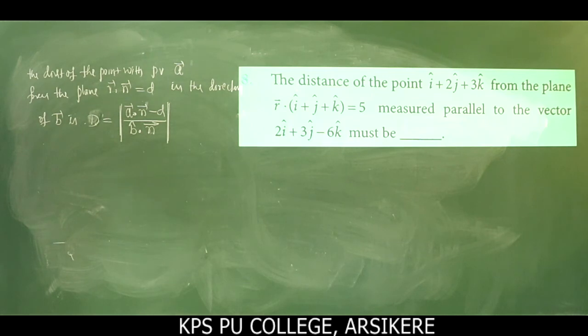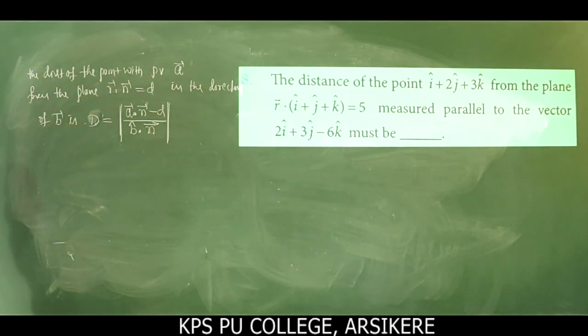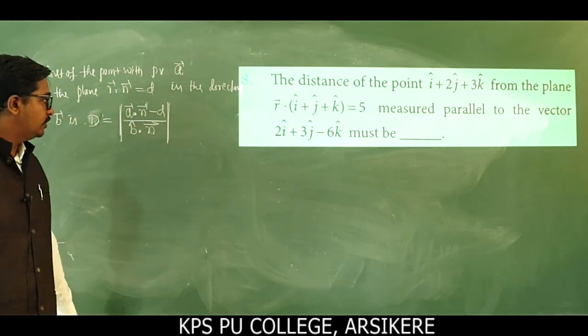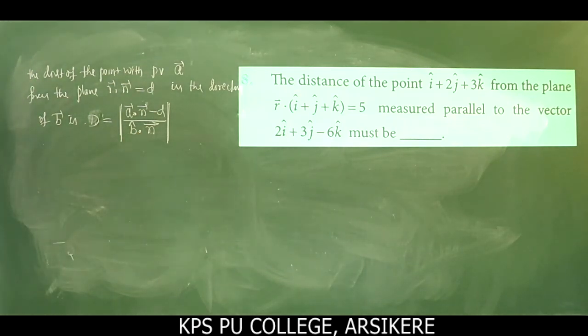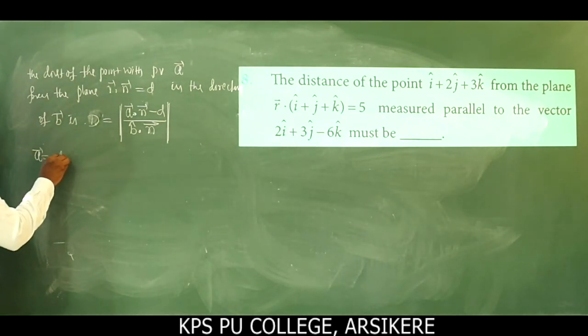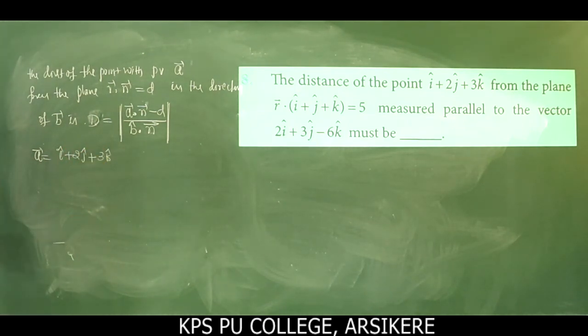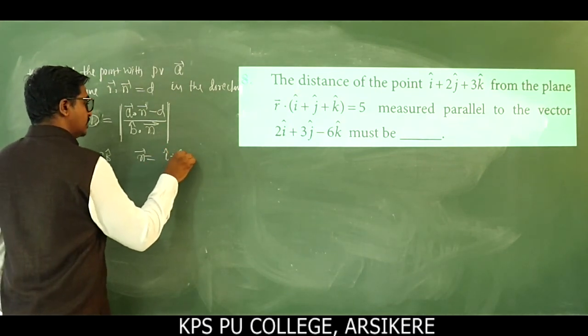It becomes the distance. The distance of the point with position vector A from the plane vector r dot n is equal to d, in the direction of vector B, is the modulus of (vector A dot n minus d) divided by (B cap dot vector n). This is the thing we need to find here. The given vector A is equal to i cap plus 2j plus 3k cap, and the normal vector n is i cap plus j cap plus k cap.